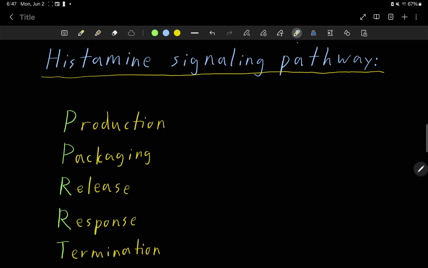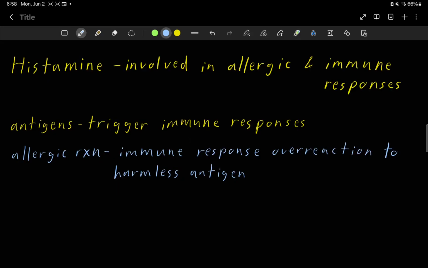Let's get into it. So before we get into the cell signaling pathway, let's first take a look at what histamine is and what it does. So histamine is a messenger molecule that is involved in allergic responses and immune responses. Your body's immune system is designed to keep your body safe and fight off infection, and it responds to things called antigens. An antigen is anything that triggers an immune response. Now, an allergic reaction is basically an overreaction of your immune system to an antigen that is normally harmless, but your body thinks is harmful.